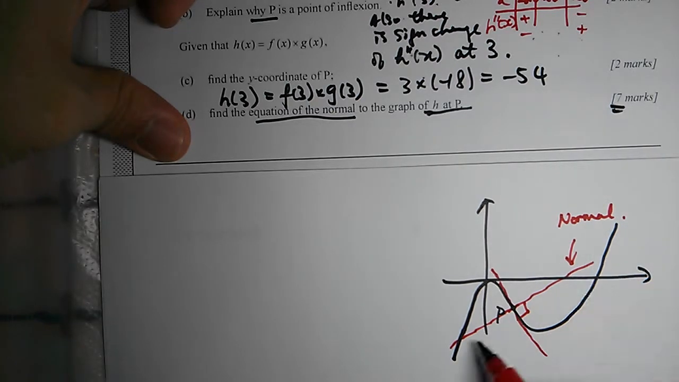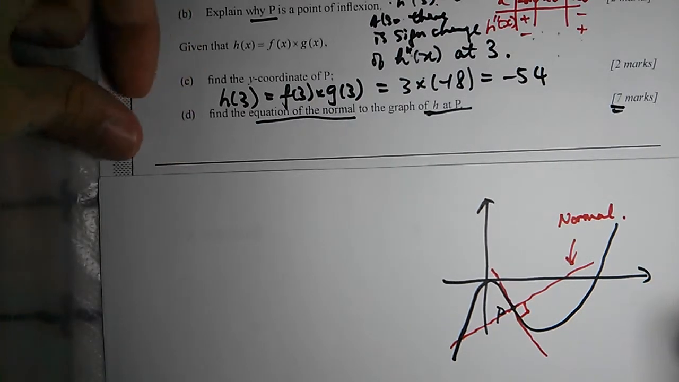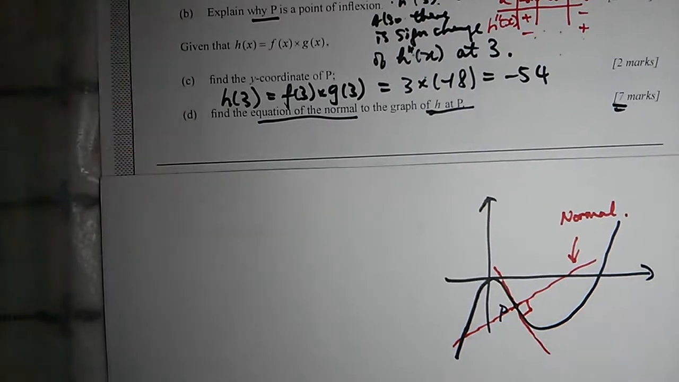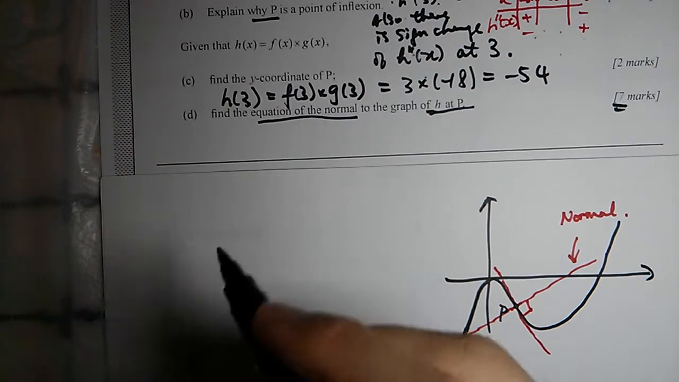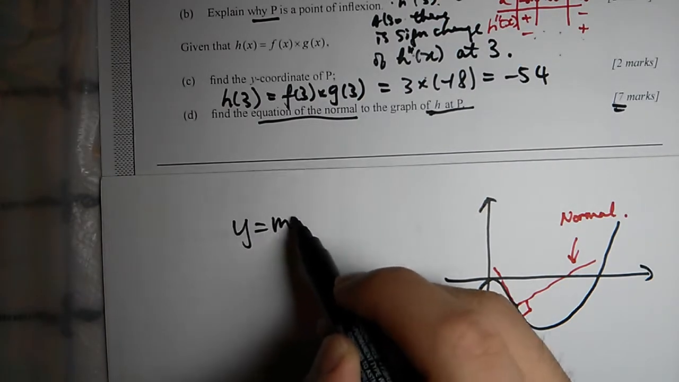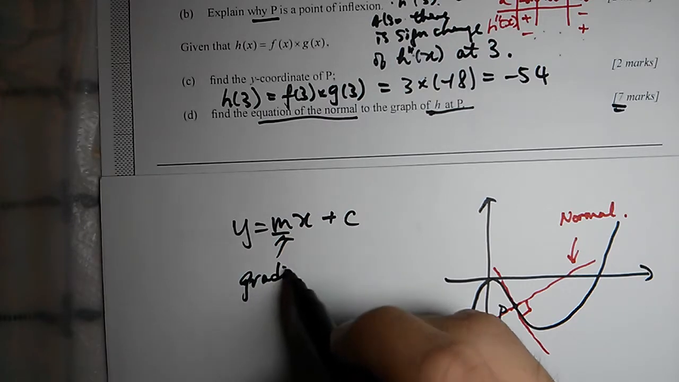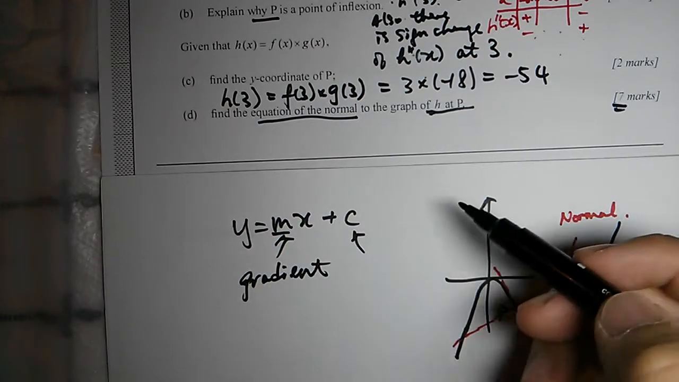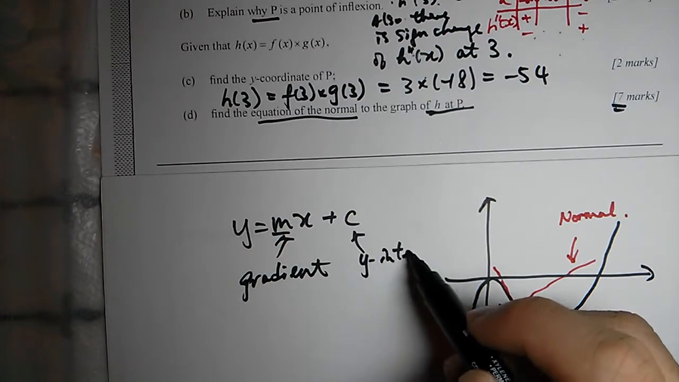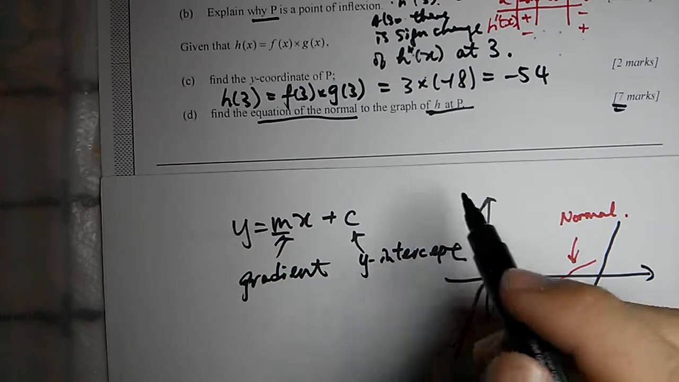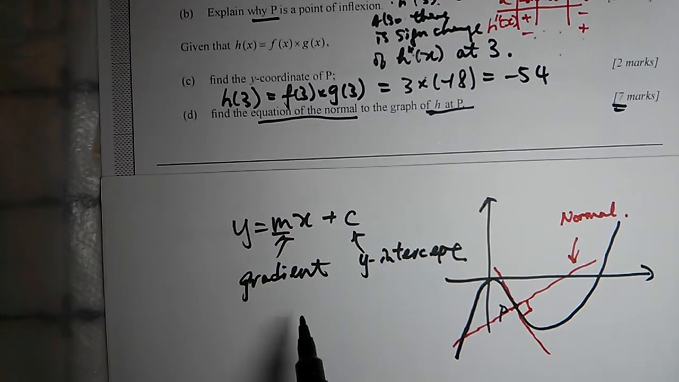So you're looking for the equation of this line, the normal. As the normal is a straight line, you should know that all straight lines have the equation y equals mx plus c, where m is the gradient of the line, and c is the y-intercept. So the first job is always to find the gradient.